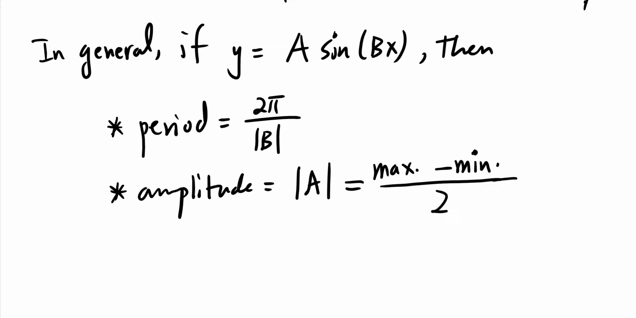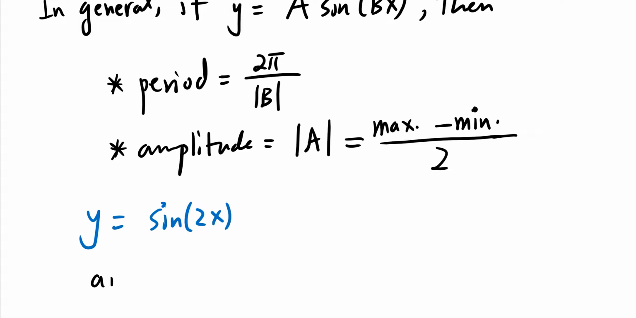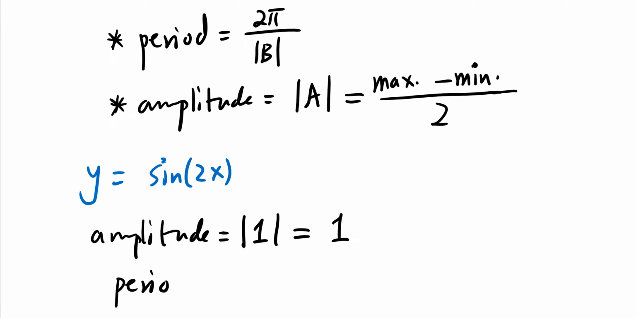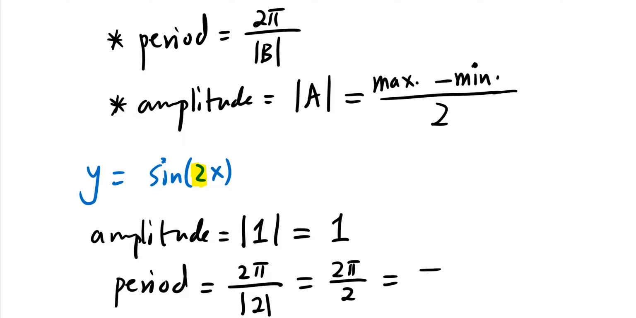So if I apply it as an example to sine 2x, notice how the amplitude here is the same. The absolute value of the number in the front, 1. So the answer is 1. But the period is not the same as sine x. It's 2 pi over the absolute value of b. b here is whatever is being multiplied by x. The number being multiplied by x is b. So the absolute value of 2 is 2. So that's why we get the period of pi.